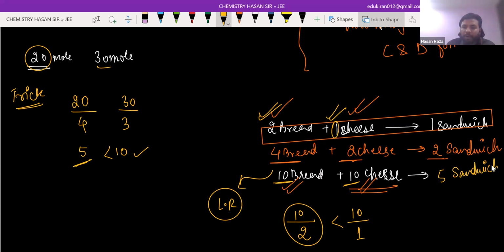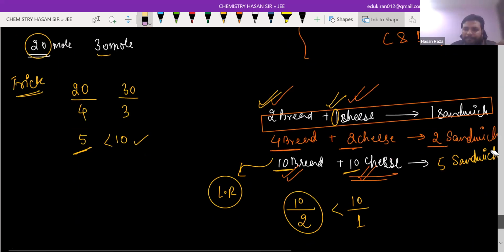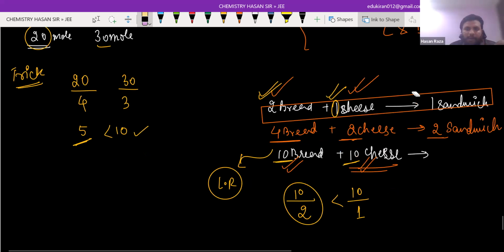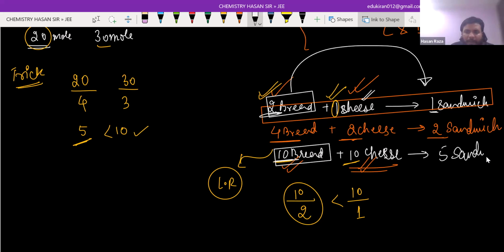Are you getting my point? Yes. The rest of the cheese will be left as it is. Now, what I want to say is that the product will form according to the limiting reagent. So if this is the limiting reagent, you see that two bread prepare one sandwich. Just forget about the one which is in excess, because the product will form according to the limiting reagent. Two bread will form one sandwich, so 10 bread will form five sandwiches. Yes or no?